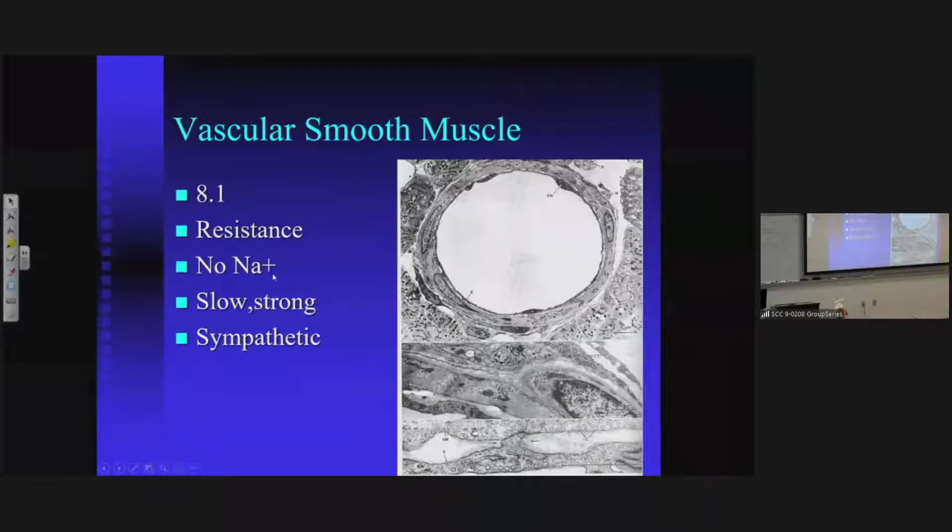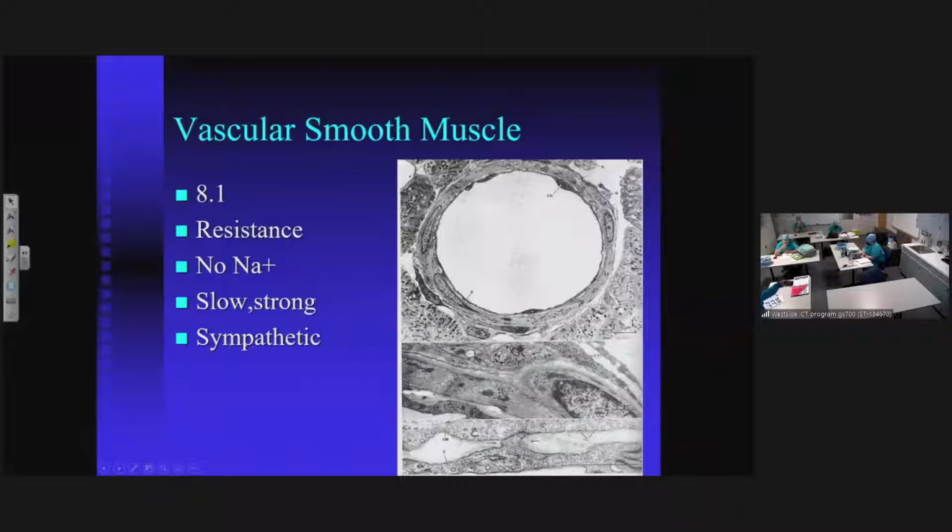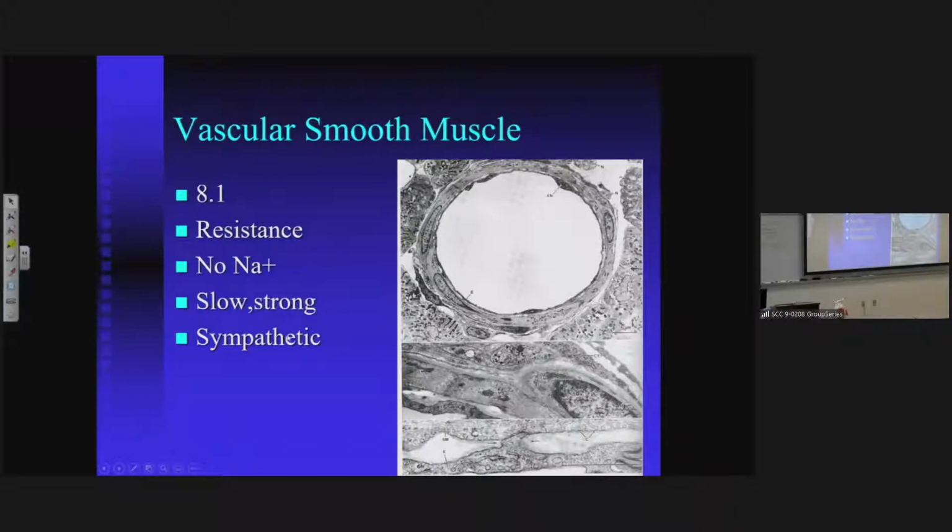The smooth muscle is made for resistance. One thing about peripheral vasculature, it has no sodium channel. So there's no real fast contraction like there is in cardiac, that snap of the QRS. It's slow and it's strong, and it's managed by primarily the sympathetic nervous system, not so much parasympathetic, mostly sympathetic.